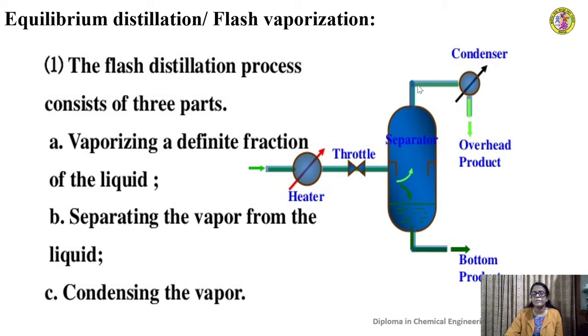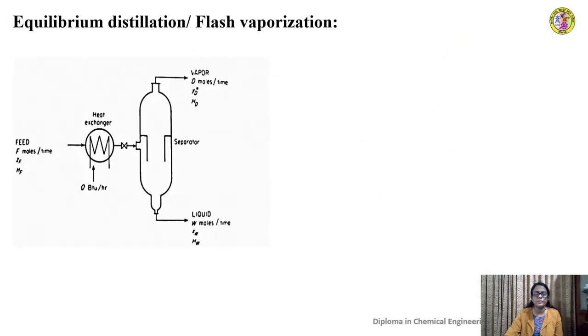So this vapor from the top will be taken to a condenser where it is liquefied and collected as the overhead product. Whatever liquid is separated in the separator will be collected at the bottom, from which it is withdrawn, and this fraction is the bottom product of the operation. So that is how we can carry out equilibrium distillation.